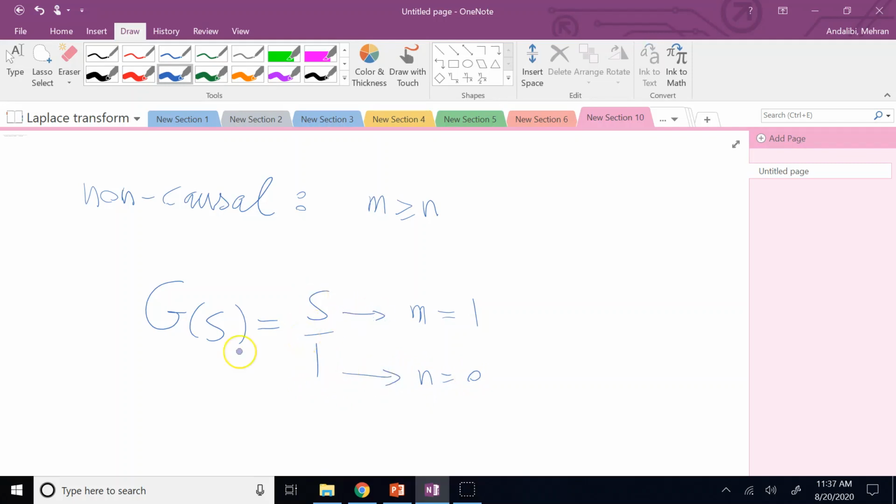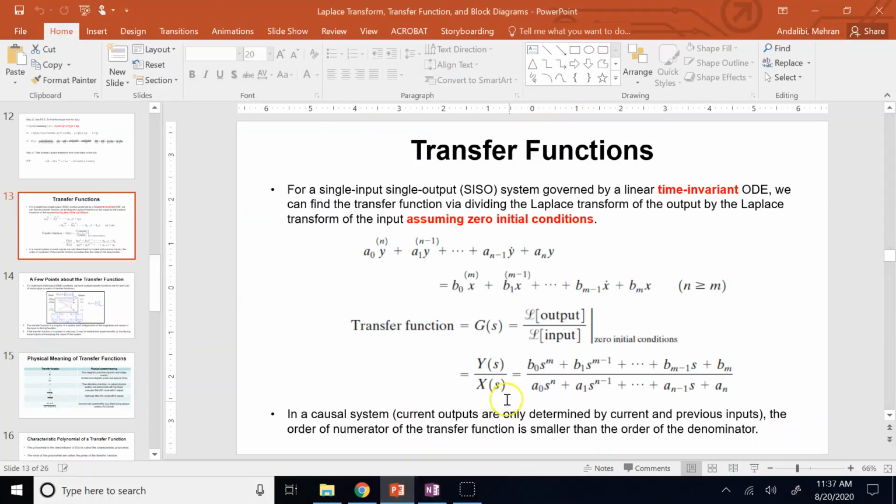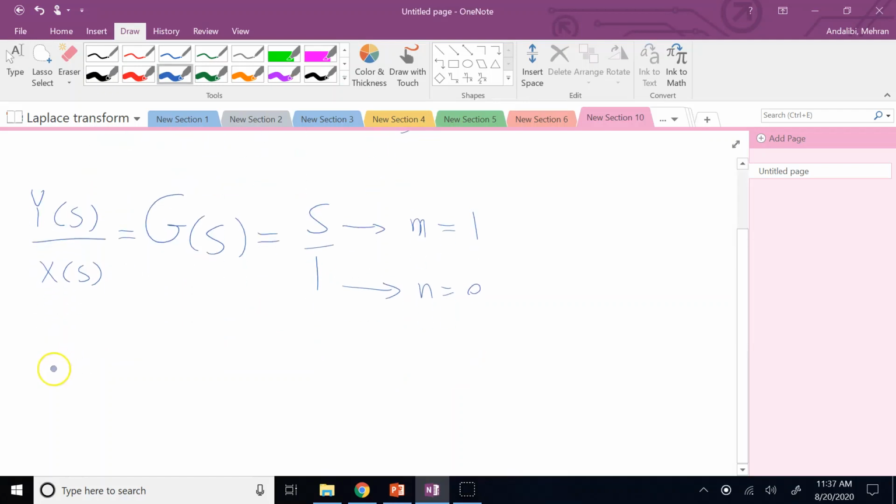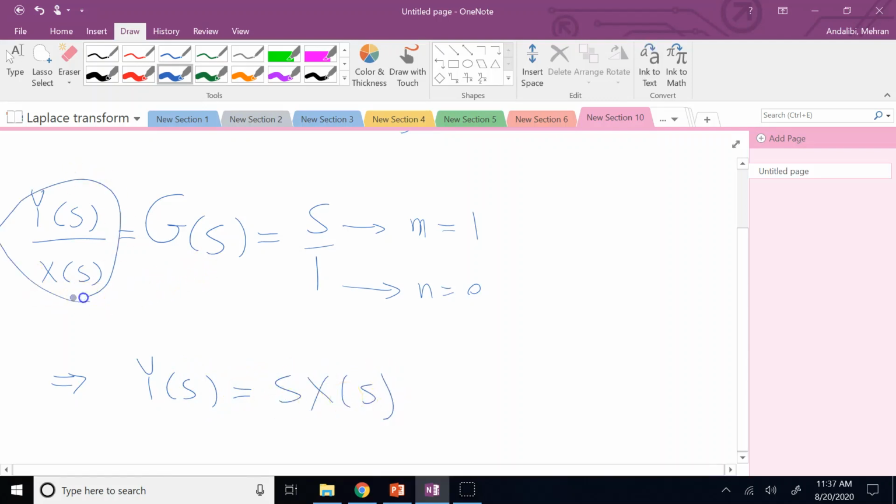So if G of s is s, we'll talk about what s means. It's a derivative. But what does that mean? So here, this is equal to Y of s, the output over input. Now here, let's go with the same thing. So I use X for the input. So Y of s over X of s is simply s, a non-causal system. What does that mean? If I cross multiply, I will see that Y of s is going to be s times X of s. Right? So I cross multiply this one with this one.